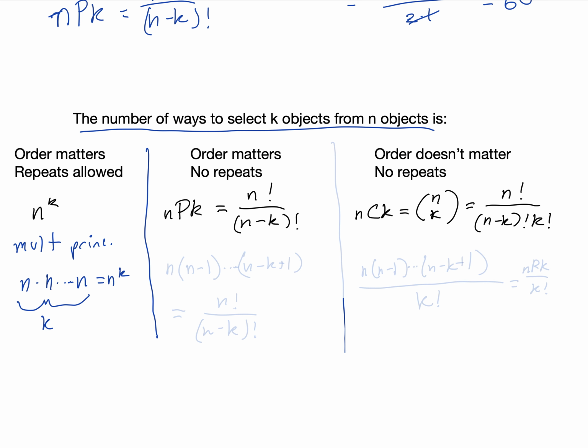If we have a situation where order matters and there are no repeats, we've got n choices for the first object and n minus 1 for the second, and dot dot dot, n minus k plus 1 for the kth object. This is the same thing as n factorial over (n minus k) factorial. Again, this really comes from the multiplication rule. And lastly, if order doesn't matter and no repeats are allowed, then we can take what we had before, n times (n minus 1) times dot dot dot times (n minus k plus 1), the number of ways to select k objects where order matters and no repeats are allowed, and divide that by k factorial, the number of ways to reorder those objects, because we don't care about the order. And so this is the same thing as nPk over k factorial, and this is n choose k.